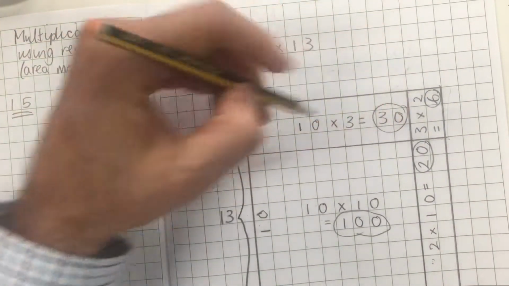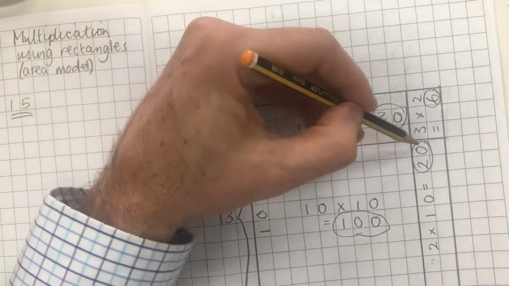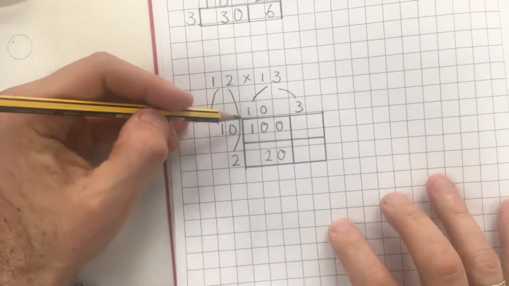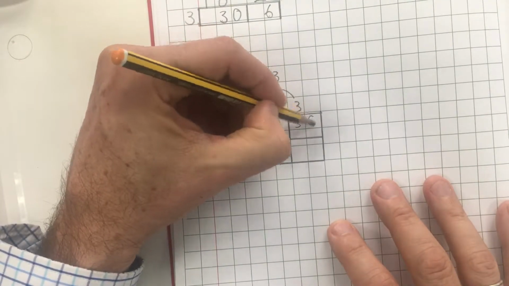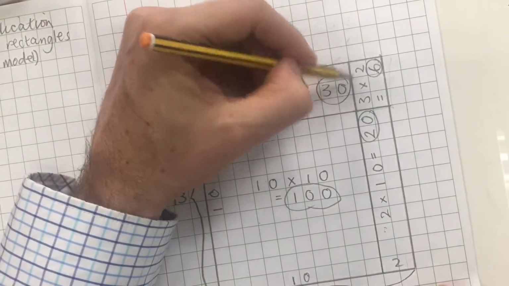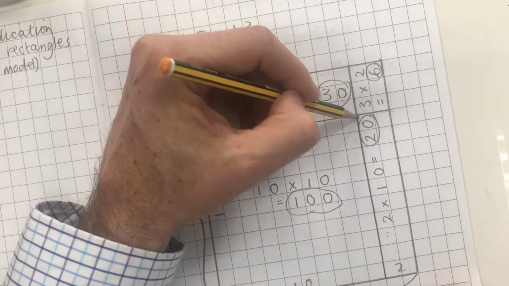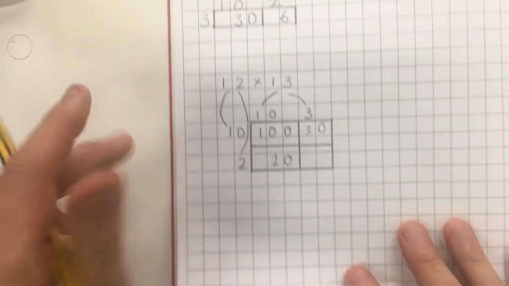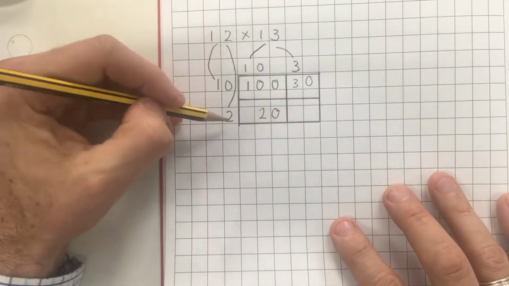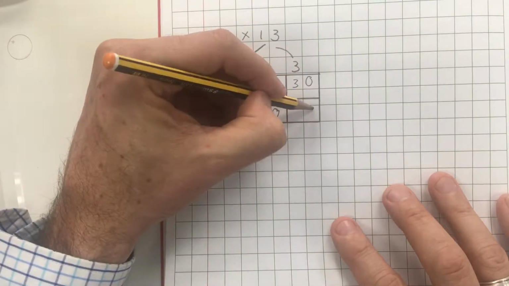Before I had an area that was 10 squares by 3 squares, giving me an area of 30. 10 times 3 is 30. And I'm going to do the same here. 10 times 3 is 30. And finally, I had this small rectangle here that measured 2 by 3. 2 times 3 is 6. And I'm going to do that one here. 2 times 3 is 6.